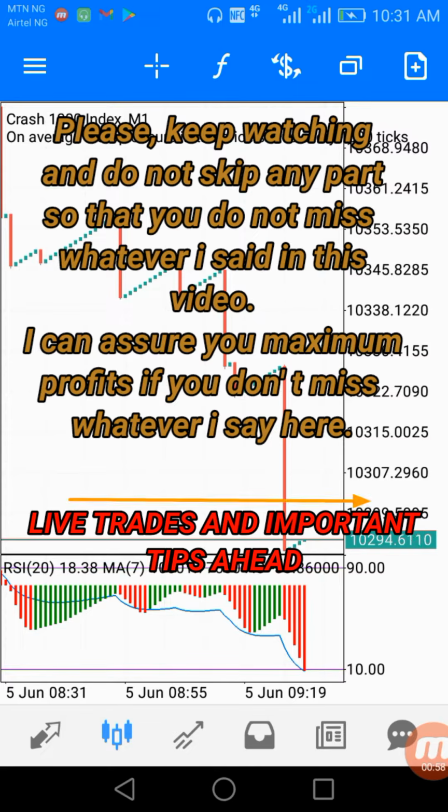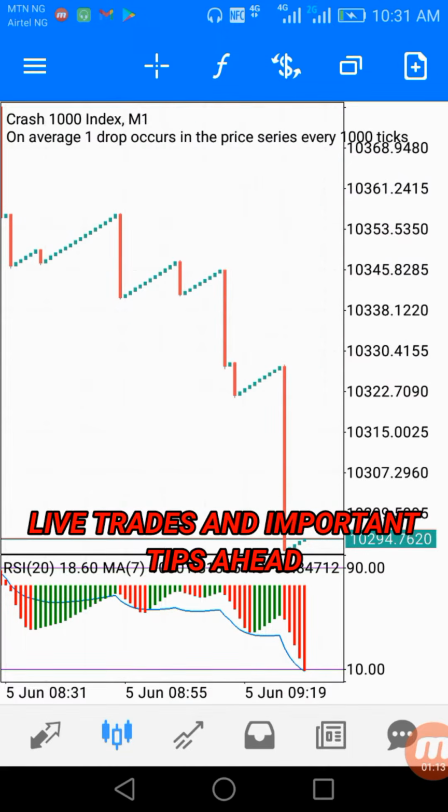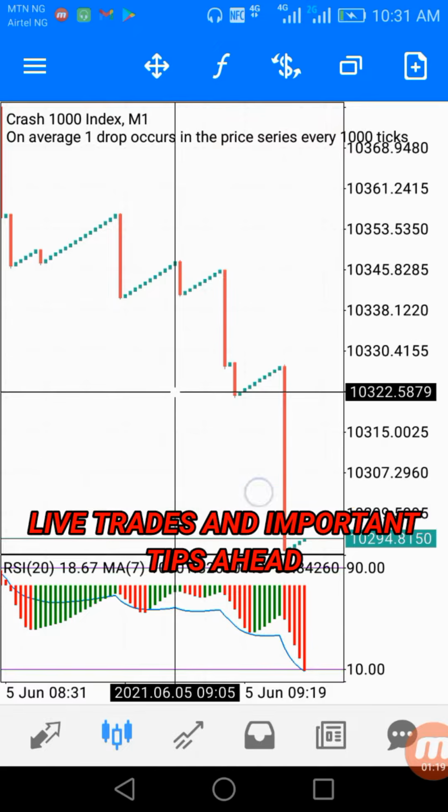I'm going to take another live trade with you on Crash, because I used the Boom market to demonstrate the strategy last week when I uploaded it. So this is a kind of update, and I'm going to reveal more secrets and say more things that would help you to trade more even with this strategy. Very shortly I'm going to place a trade before we keep moving.